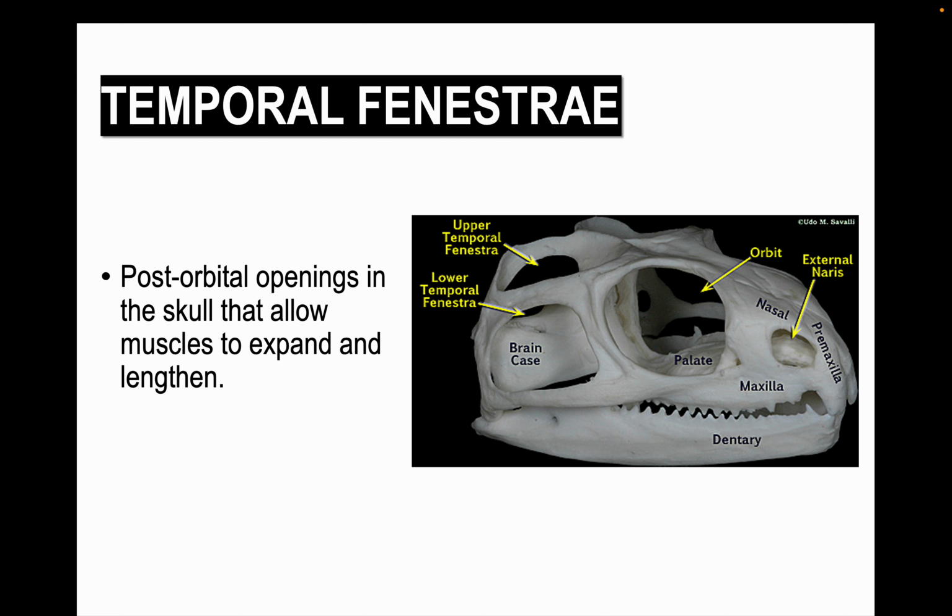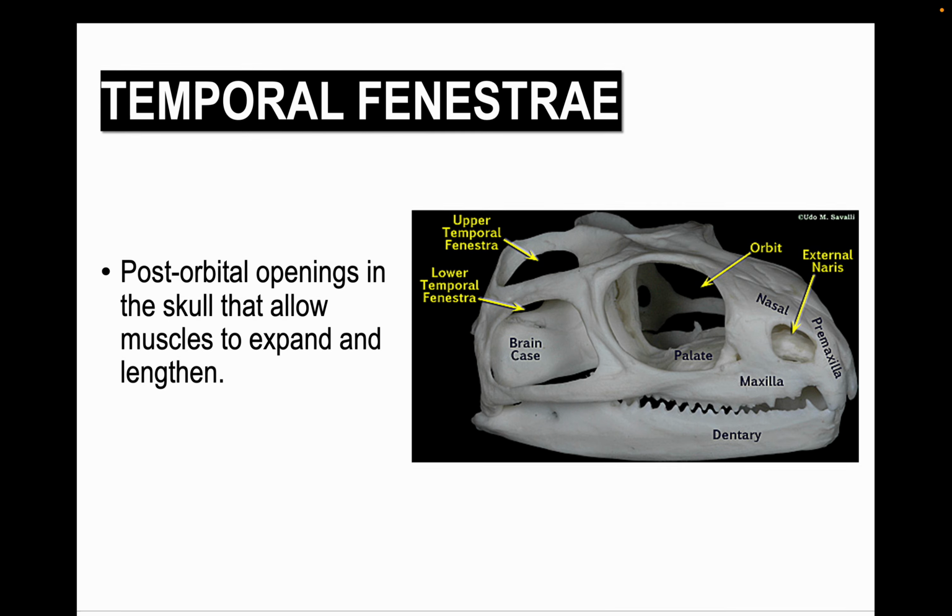Now, a key characteristic I want to introduce is the number and presence of a temporal fenestra. Temporal fenestrae are openings in the skull of a vertebrate which are post-orbital in position, meaning they're behind the orbital cavity, behind the eyes. These post-orbital openings allow the animal to expand and lengthen the muscles of their head.